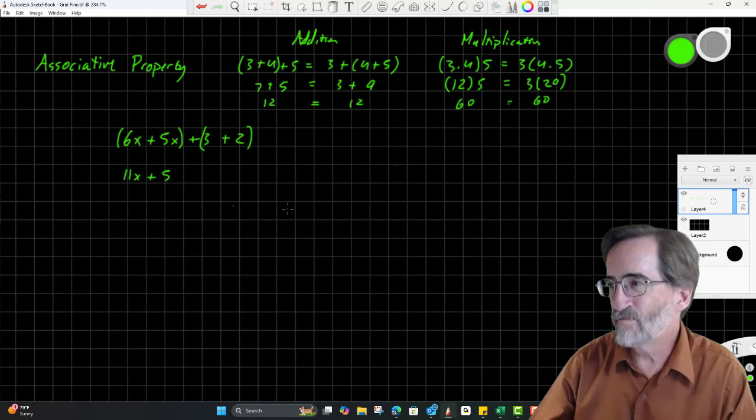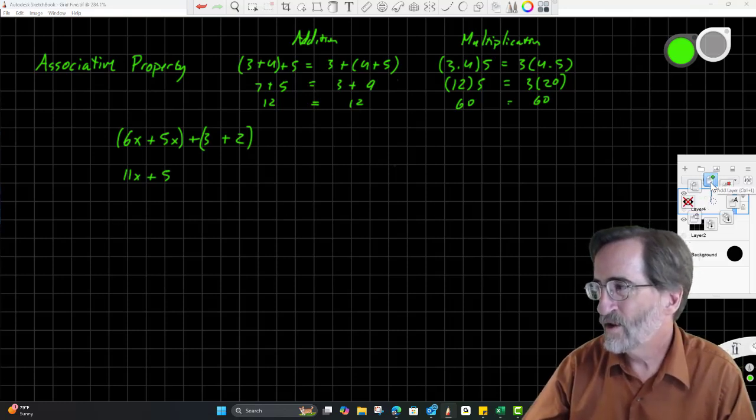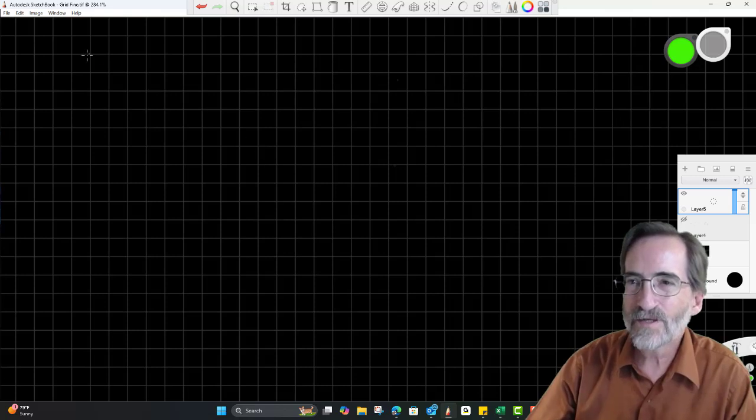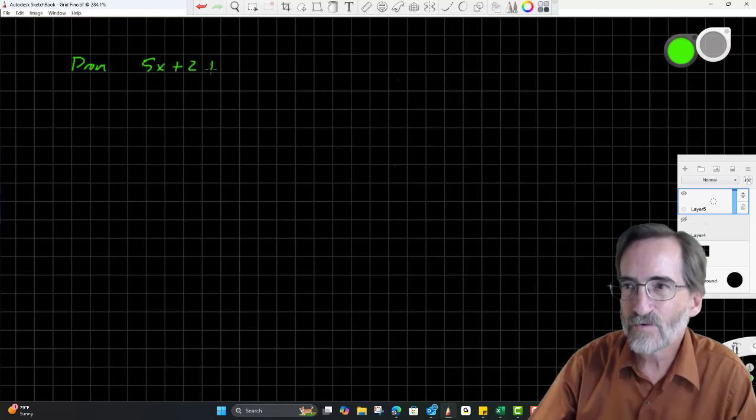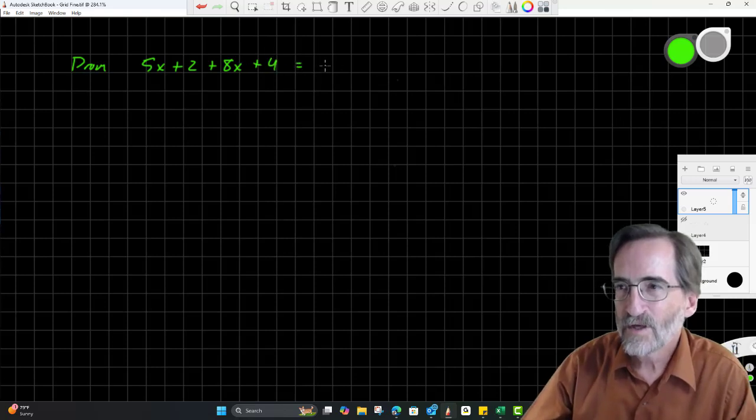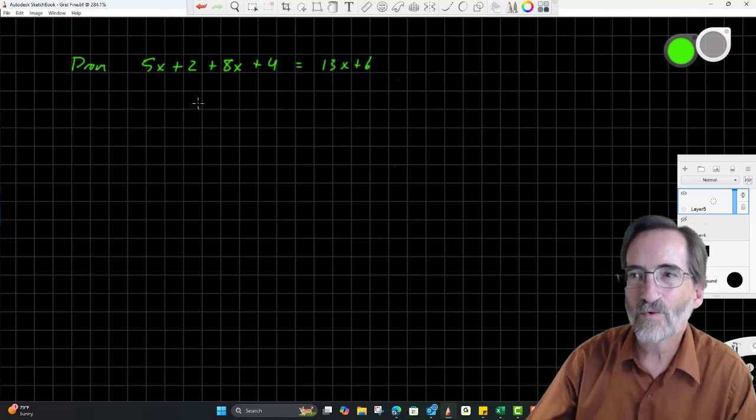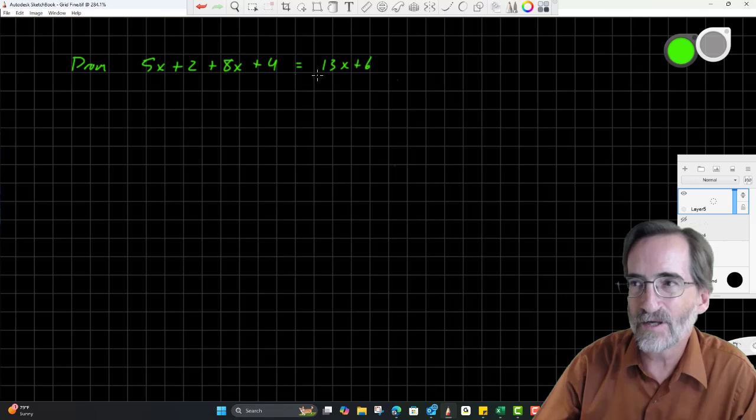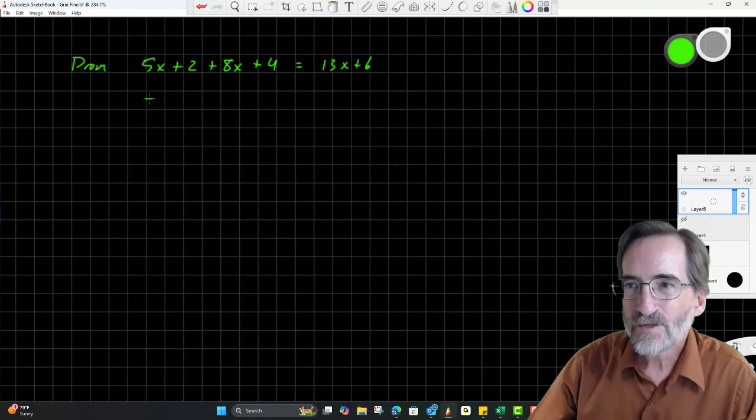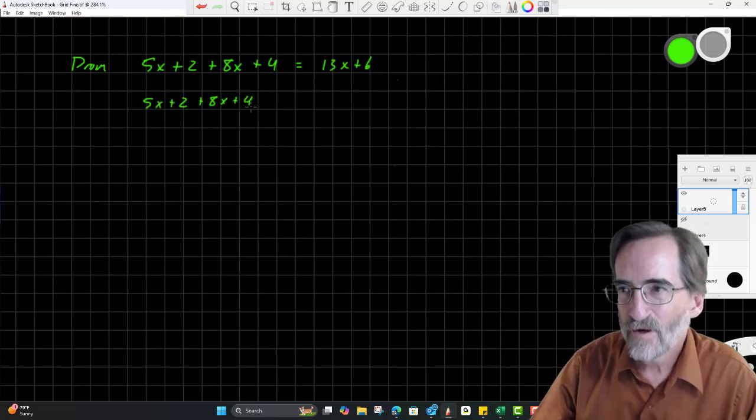Let's use it in a proof. Okay, let's say I want to prove 5x plus 2 plus 8x plus 4 equals 13x plus 6. You can see what I did. I added the x's, 5x's and 8x's to make 13x's, and 2 and 4 make 6. But we want to prove it. So we're going to start with 5x plus 2 plus 8x plus 4. That's our given.